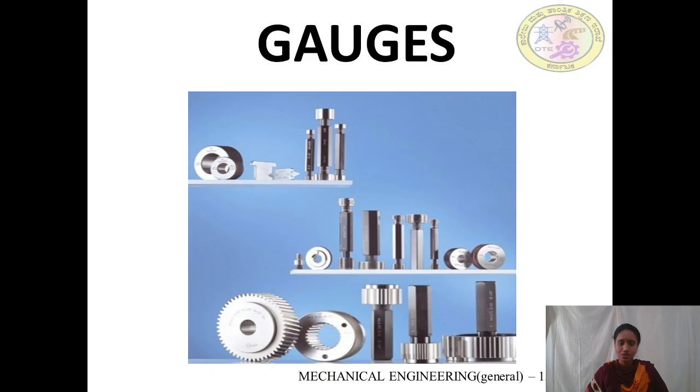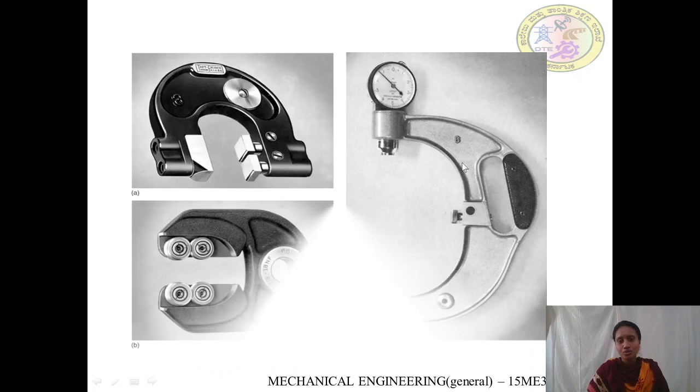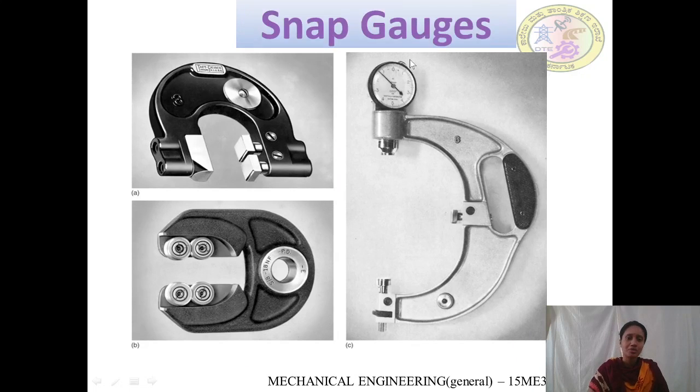So this is about the last session. In this session, we are going to discuss snap gauges. So this is the practical view. When you see the snap gauge, it will look like this. So this is a snap gauge. Here we have some dial. Some snap gauges will be like this, and this is another type of snap gauge.